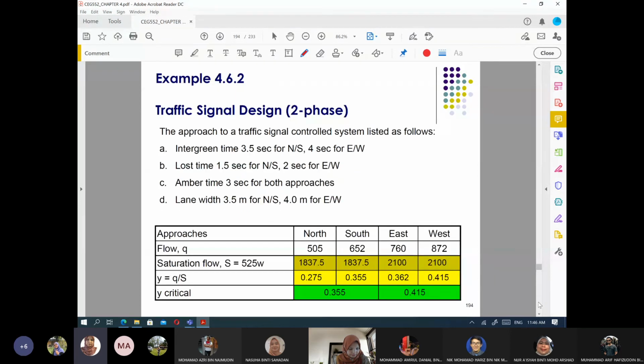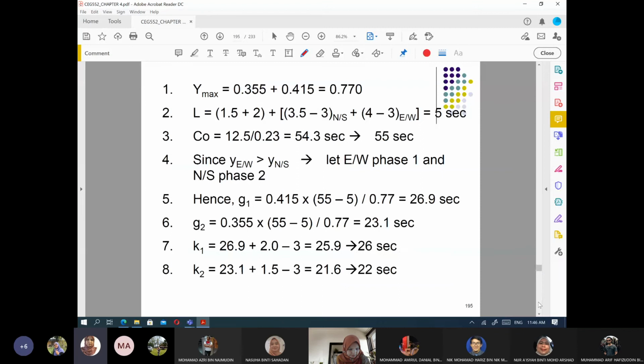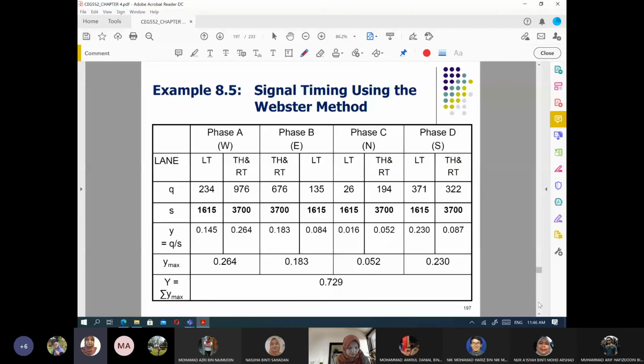Okay, this is the 4 phase. 2 phase you can just read out by your own. Okay, this is the 4 phase. Okay, how they do? See, you ada A, B, C, D, west, east, north, and south, right? LT left turn, TH is through, RT is right turn.